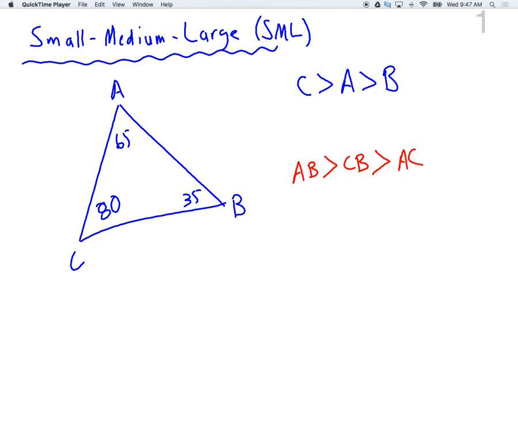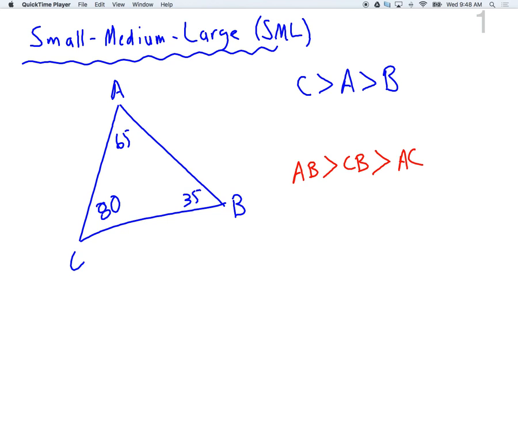So we started with angles and we got sides. And the small, medium, large theorem says exactly what he talked about. The largest side is opposite the largest angle. The medium side is opposite the medium angle. The smallest side is always opposite the smallest angle. It's a two-way street, also known as a reversible statement.